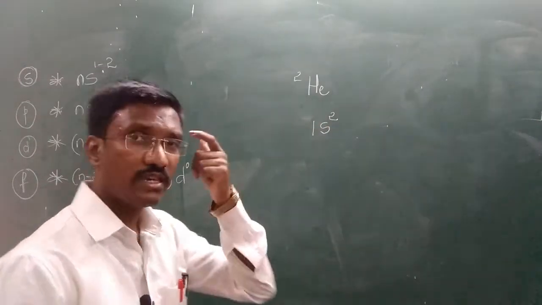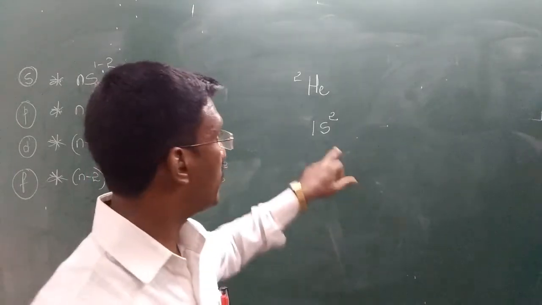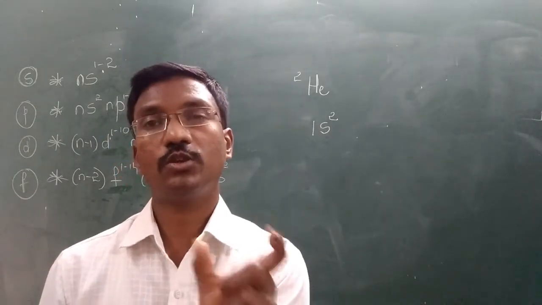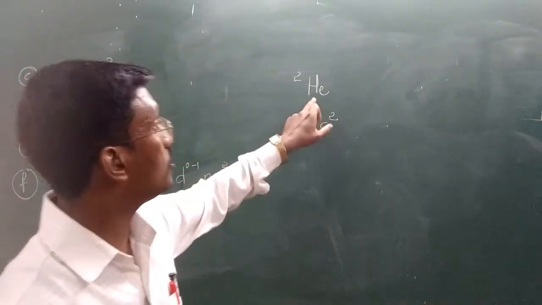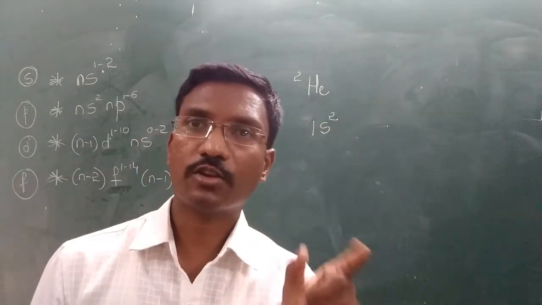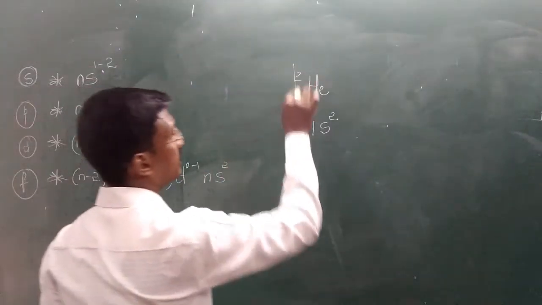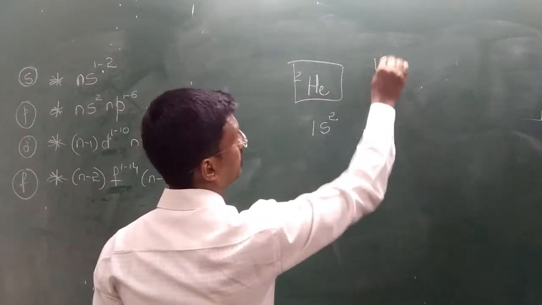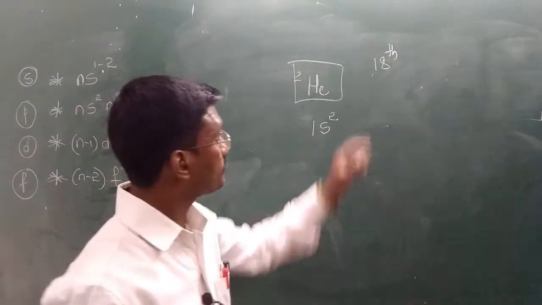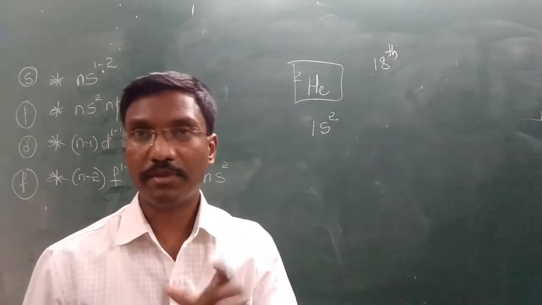So 1s2 means the outermost electrons are in only one shell, that is s. If the outermost electrons are filled in the s orbital, then to which block should helium belong? It should belong to the s block only, because the outermost electrons are filled in the s orbital. But we have kept helium in the 18th group. Just look at the periodic table we have. The 18th group elements are called noble gases, which come in the p block.